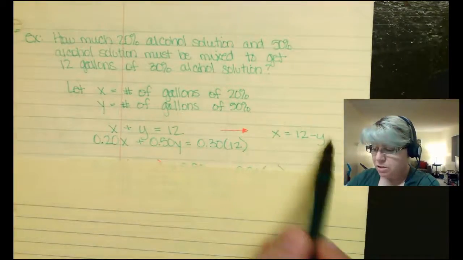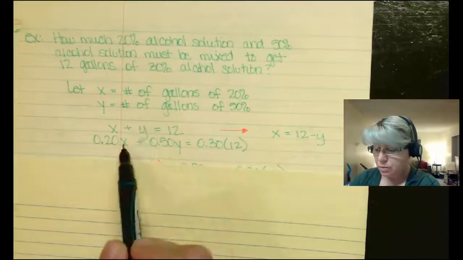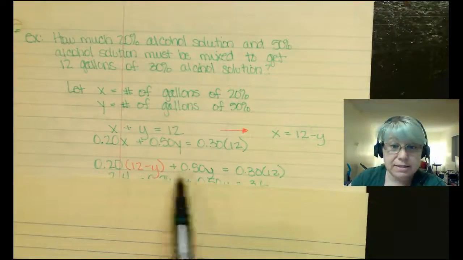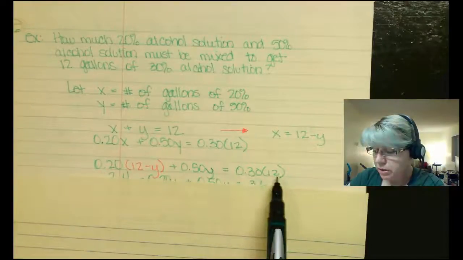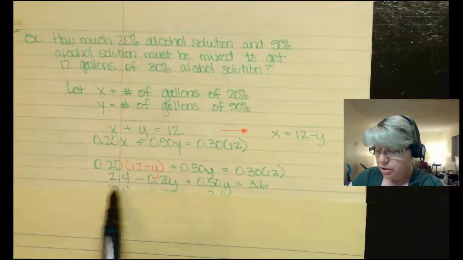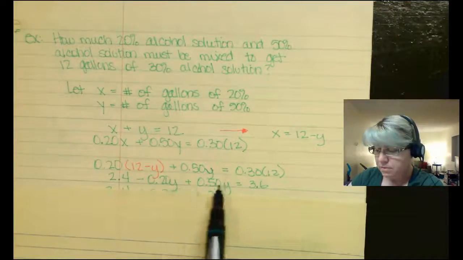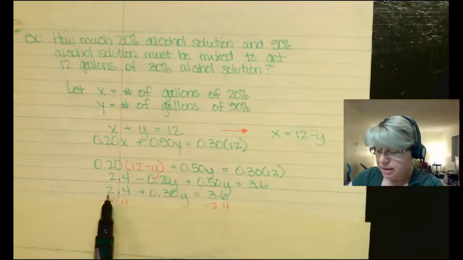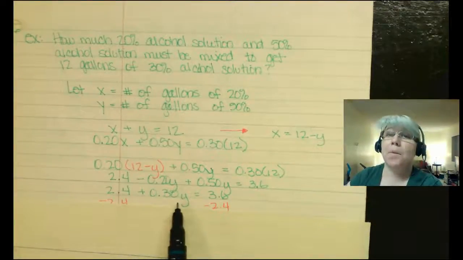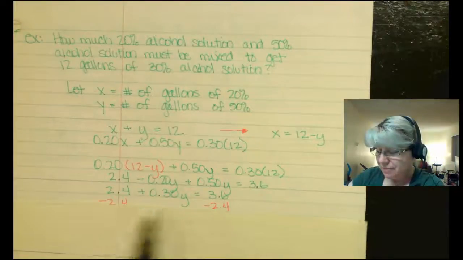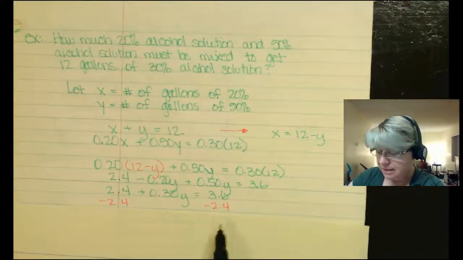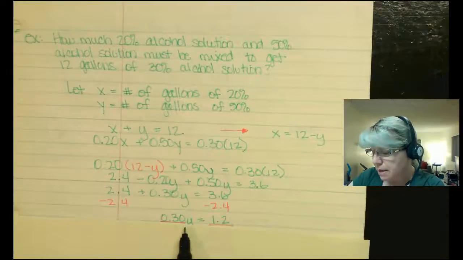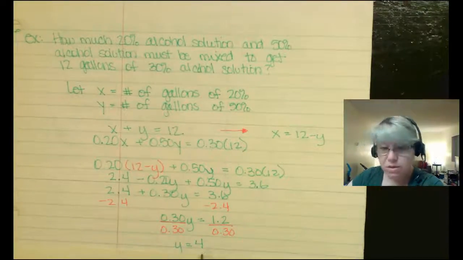I went ahead and solved the first equation for x. I'm going to plug that into the second equation. 0.20 times 12 minus y plus 0.50y equals 0.30 times 12. Let's do the math here. You get 2.4 minus 0.20y plus 0.50y equals 3.6. Combine like terms. That gives us 2.4 plus 0.30y equals 3.6. Subtract 2.4 from both sides, leaving us with 0.30y equals 1.2. Divide by 0.30, y equals 4.